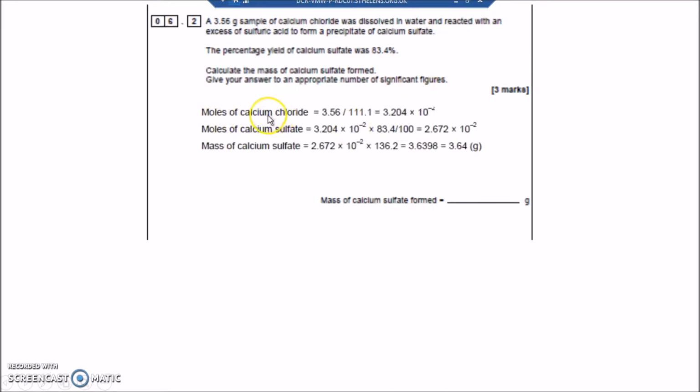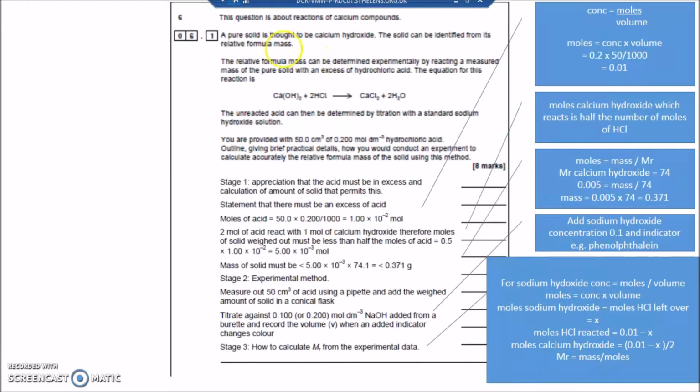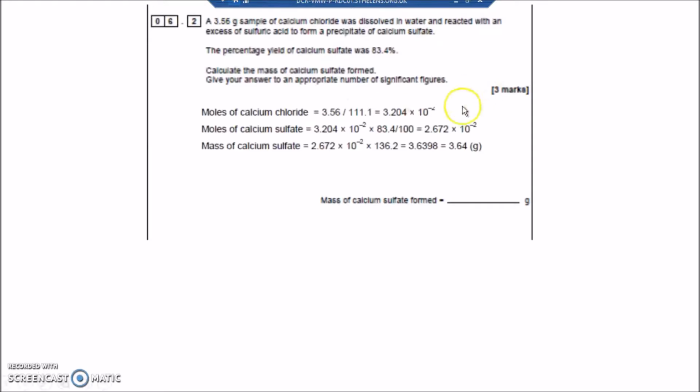The moles of calcium hydroxide. So, I've got 3.56 grams of calcium chloride. So I could work out the Mr of calcium chloride. I've got calcium chloride here in my previous equation if I wasn't sure, CaCl2. So that's a 40, add 2 35.5s, and so I know 111.1 is the Mr of calcium chloride. So moles is mass divided by 111.1. 3.204 times 10 to the minus 2 is the number of moles of calcium chloride.